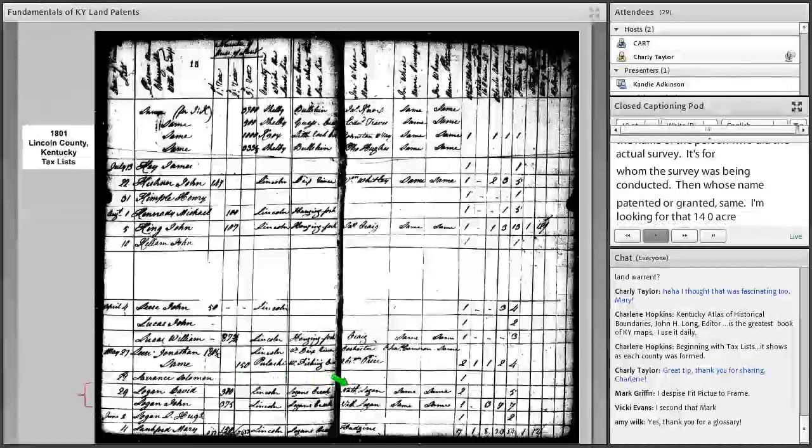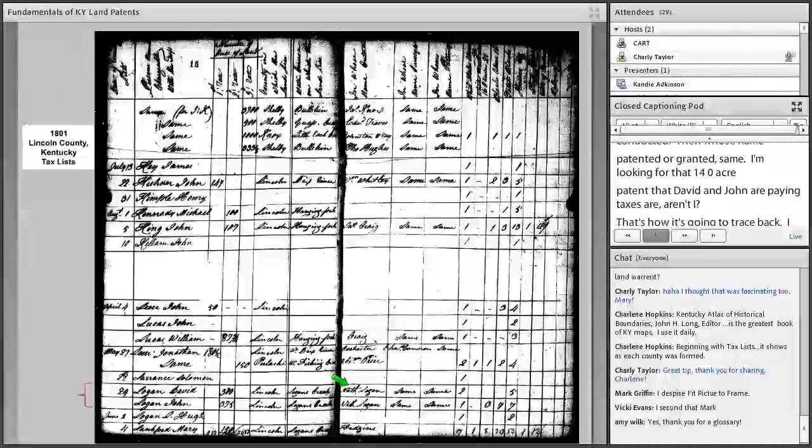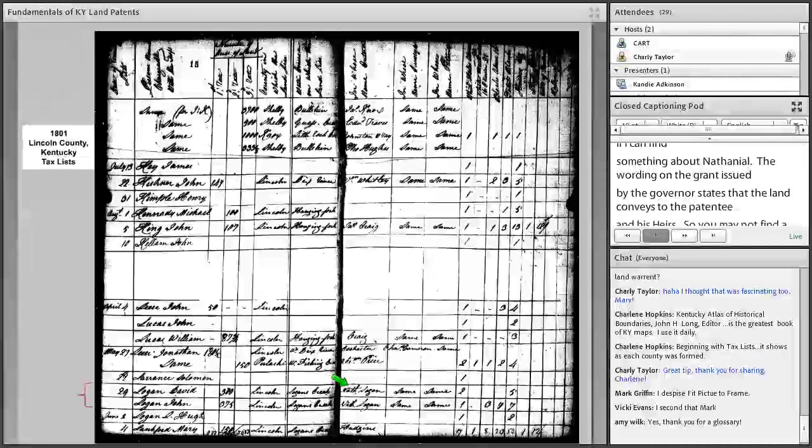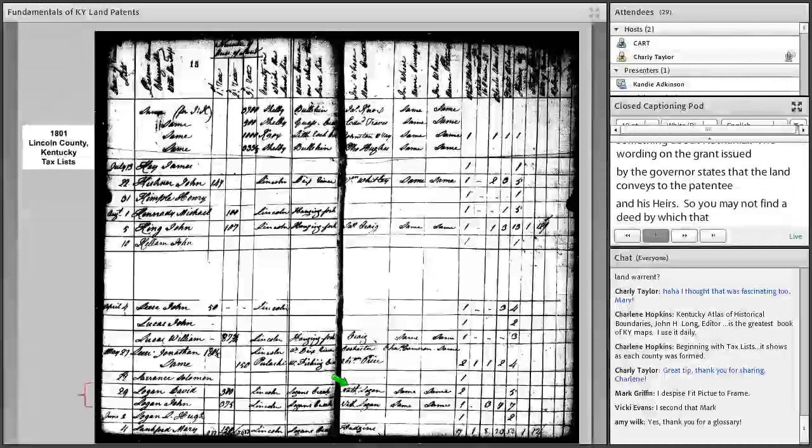I could not find Nathaniel Logan listed in Lincoln County. This suggests that either he had moved along and David and John were paying taxes on the property, or he was deceased. But I would start looking at records prior to 1801 to see if I can find something about Nathaniel. The wording on the grant issued by the governor states that the land conveys to the patentee and his heirs. So you may not find a deed by which that patent is conveyed to the children or the spouse, because they have the right to that property based on the wording of the grant.